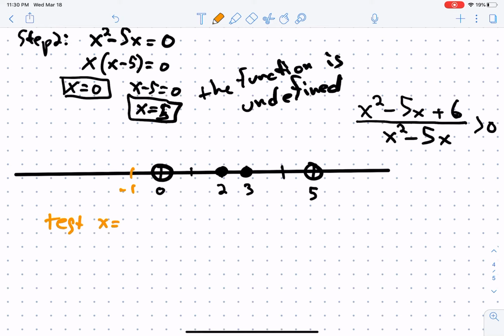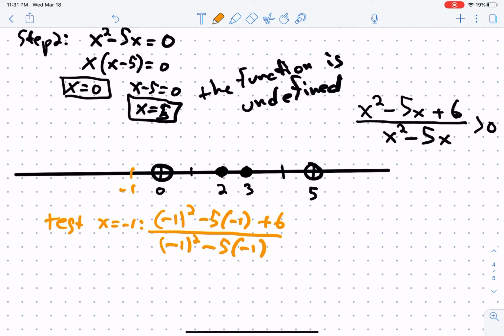And if we test x equal -1, well, we plug it into our function, and our function is x squared, so that's -1 squared, minus 5 times -1 plus 6. And on the bottom, we have -1 squared minus 5 times -1. And altogether, what does this give us? This one I'll calculate, although in the future I'm going to rely on a calculator to do it. So the -1 squared gives us 1. Minus 5 times -1 gives us plus 5 and plus 6. And on the bottom, we have 1 plus 5. So this looks like it's going to be 12 over 6, which is positive 2.